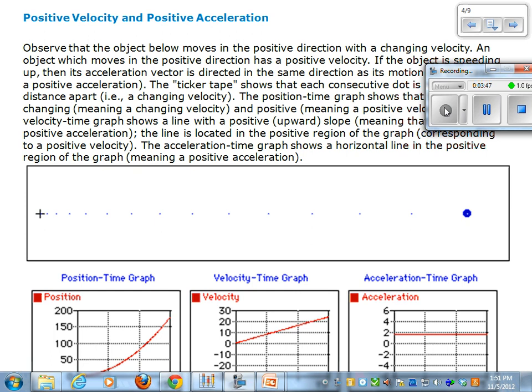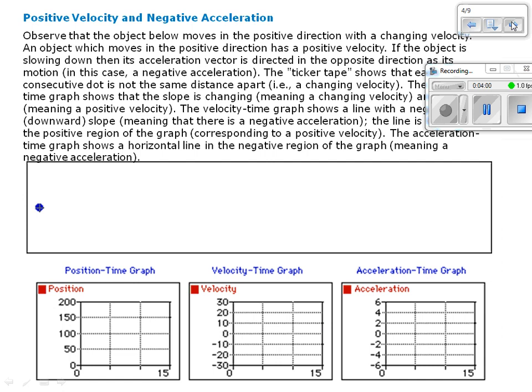And if they're slowing down and the dots are getting close together, what does that mean for the position time graph? Is it, first of all, is it curved or is it straight? It's curved. It's curved like this. Is that what you meant? Yeah.